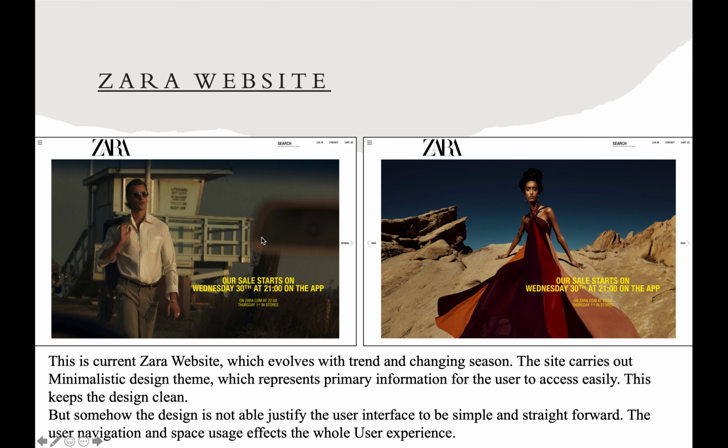During my research, I was going through the ZARA website and I was able to understand the fact that they evolve with the trend as well as the changing season, and they are trying to keep the design minimalistic, making it easier for the user to understand. They try not to provide over-information to the user, keeping it a little straightforward.